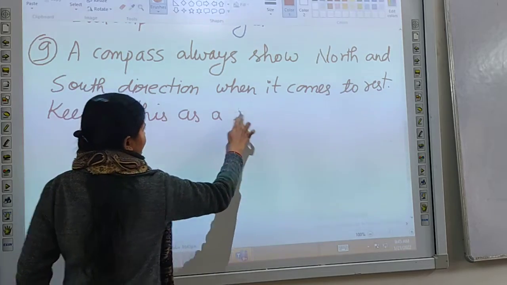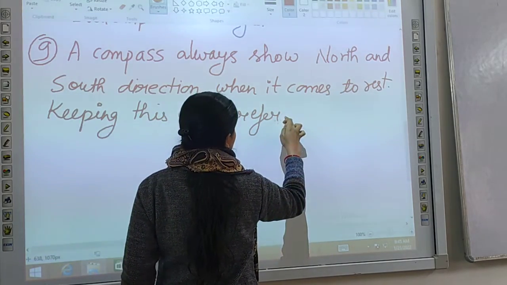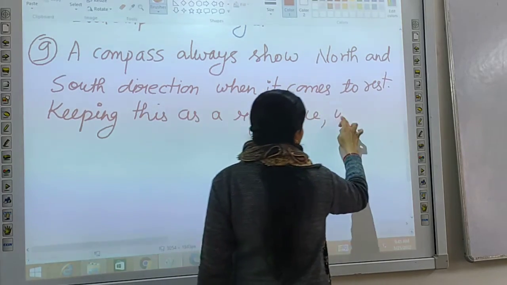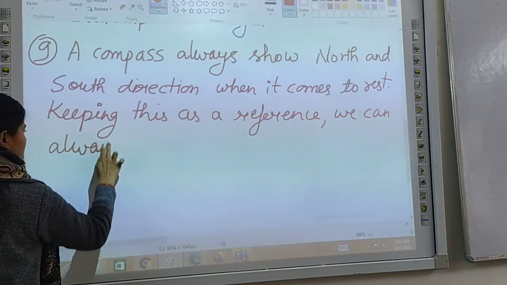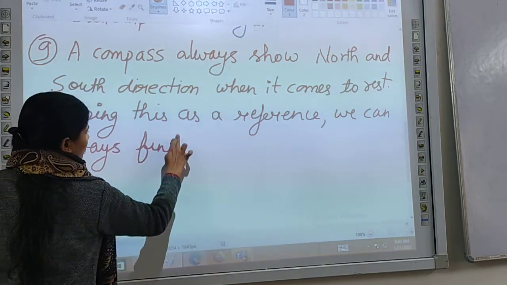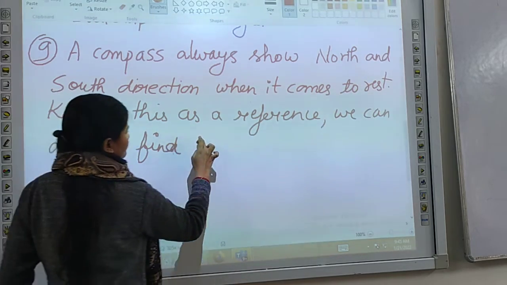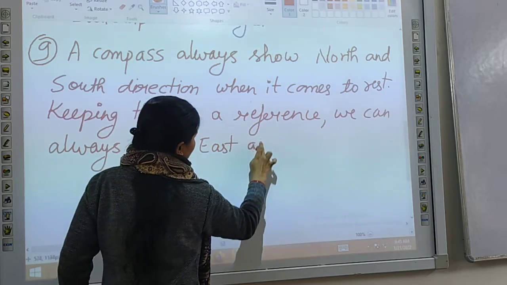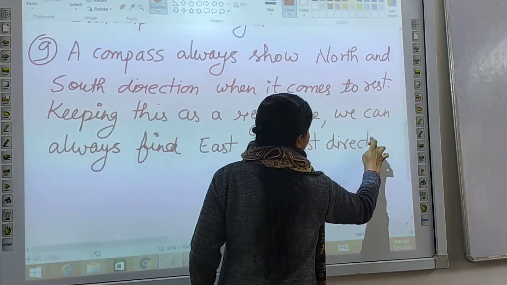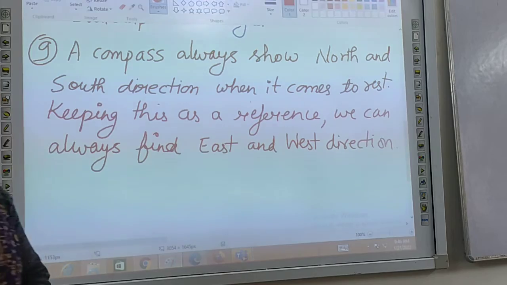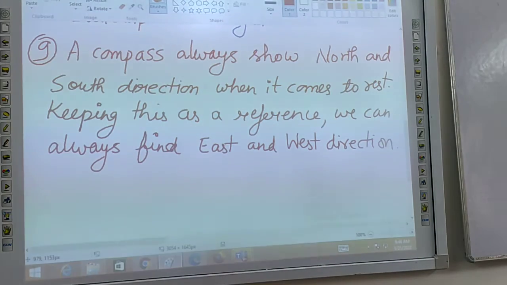Keeping this as a reference, we can find the east and west directions. A compass, when it comes to rest, always points towards the north and south direction. So keeping this as a reference, we can always find east and west directions.